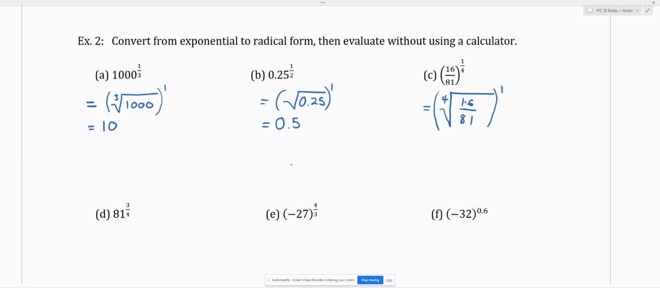Okay, now we remember if we have a fraction, we just take the root of the top and the bottom separately. So this is going to turn into the fourth root of 16 divided by the fourth root of 81. And that's going to give us, and again, what number times itself 4 times? That's going to be 2. What number times itself 4 times gives me 81? That's 3. So our final answer is 2 over 3.